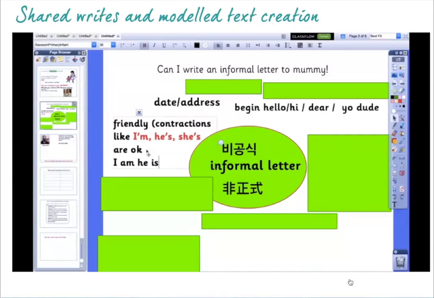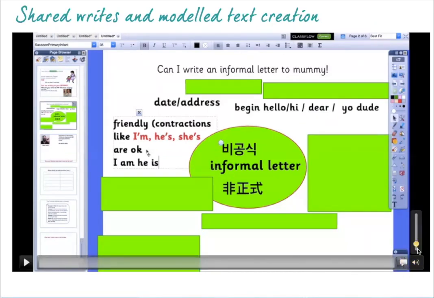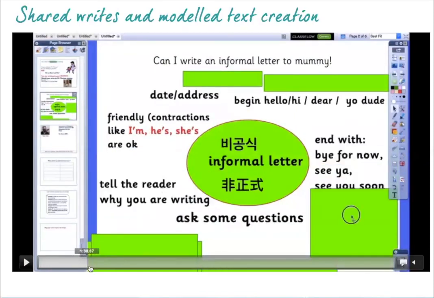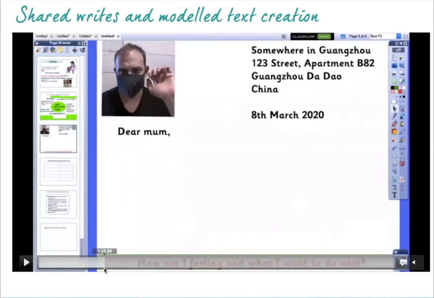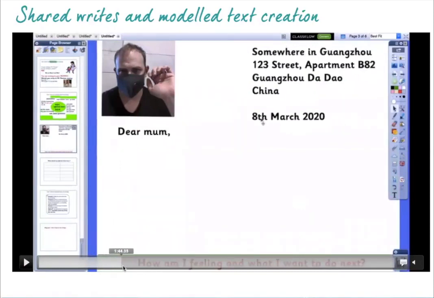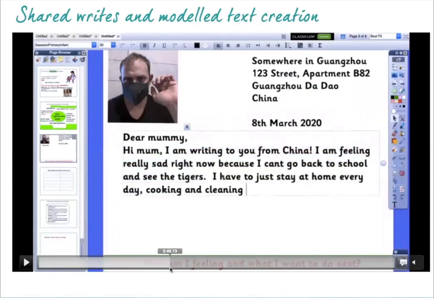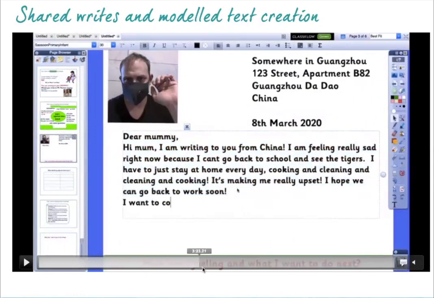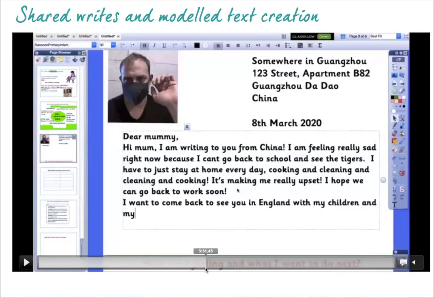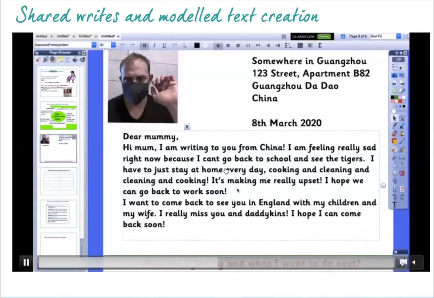So I'm going to give you an example here. Again, we're not going to watch the whole thing due to time, but we'll just go through a few parts of this. So this is an informal letter. We've gone through the features already. I think I shared this one earlier, but we write this together explicitly. We write it together and we go through it live on the screen so they can see how it's written. And all along the way I am explaining this with them, reading it with them. And you can see some of my humor coming through here. I have to just stay home every day cooking and cleaning and cooking and cleaning. It's making me really upset.